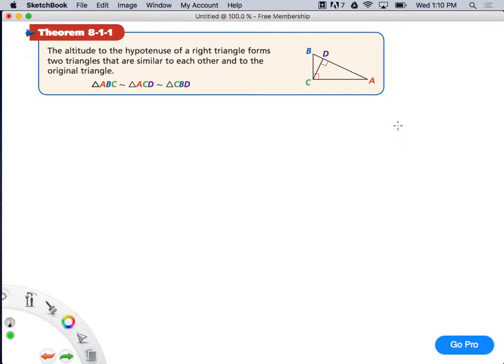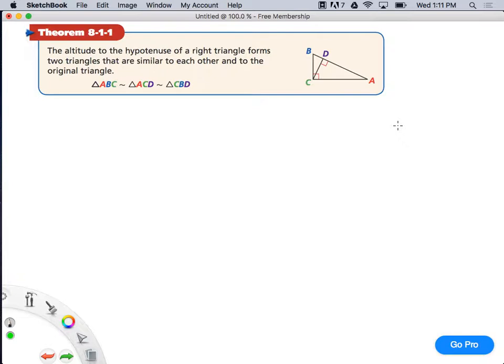So, how do I make a similarity statement? This little squiggle here means similarity. It's like a sideways S almost. It means this triangle is similar to this triangle, which is similar to that triangle. So all 3 of them are similar to each other. You might just say triangle ABC is similar to ADC, which is similar to BDC, and just put the 3 letters on each triangle.